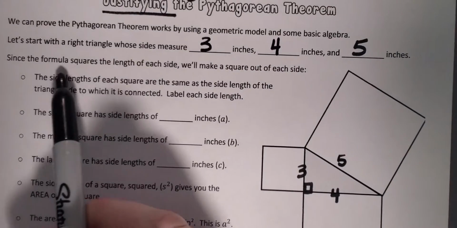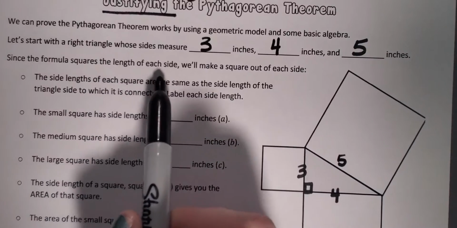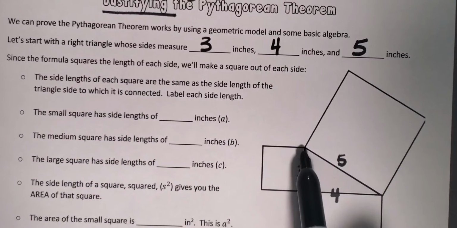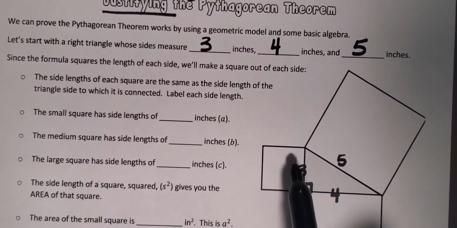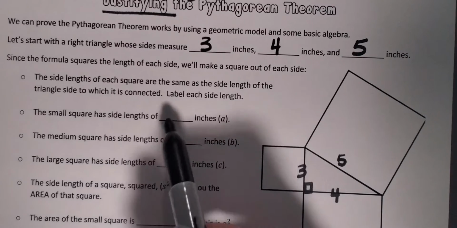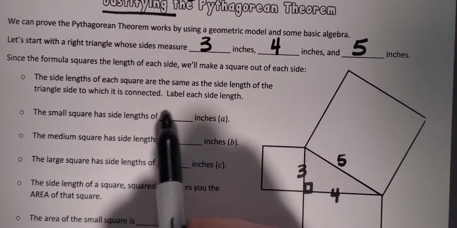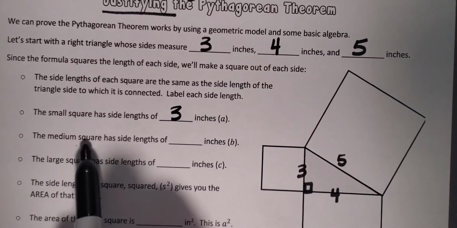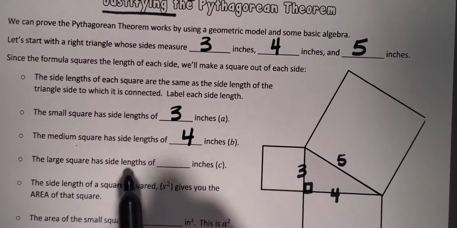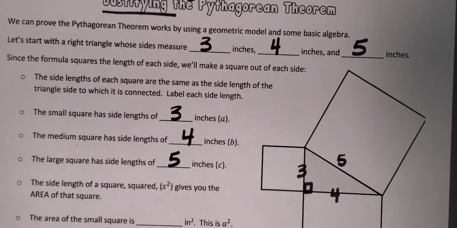Since the formula squares the length of each side, we'll make a square out of each side. This is what we talked about yesterday when we made our cubes. Off of each of these sides, we made 3 squared. So the small square has a side length of 3, the medium square has a side length of 4, and the large square has a side length of 5 inches.